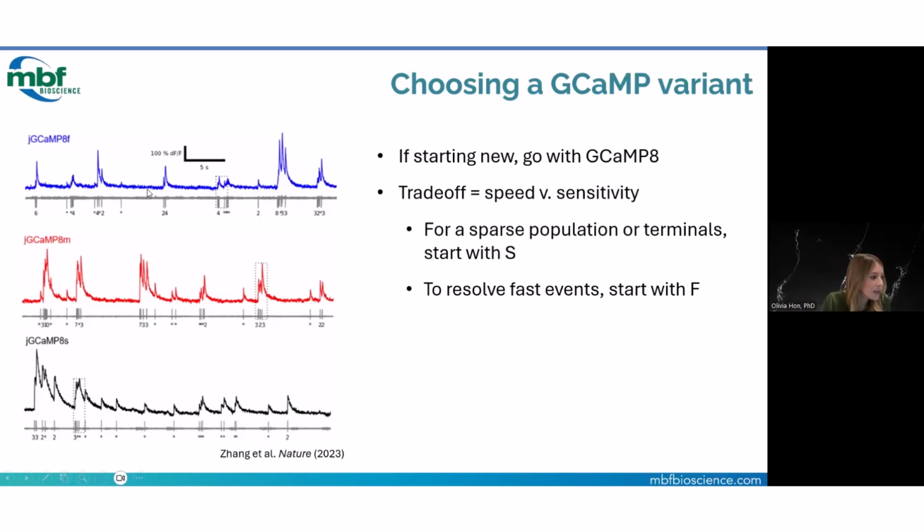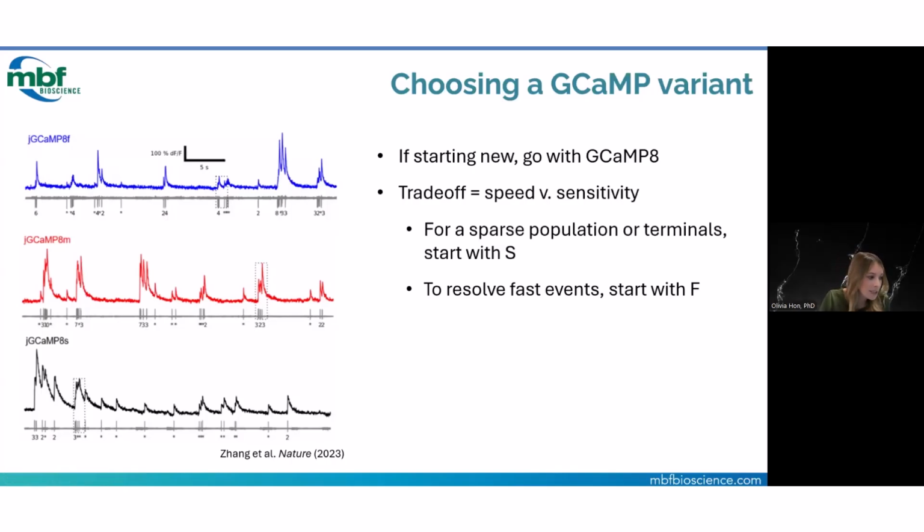And if you look at the responses to individual spikes, right here in our top trace with GCaMP8F, you can see that if you have a single spike, you're just going to get a little tiny blip. You don't really get more noticeable spikes until you get these kind of compound events. But if you look at the bottom at GCaMP8S, it's much easier to pick up those single spike events.